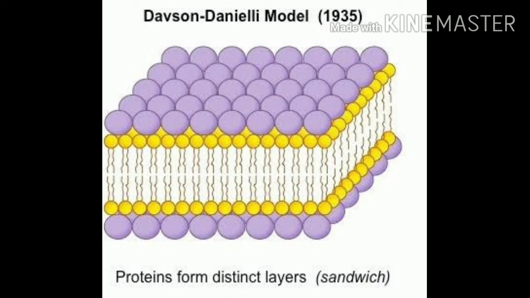Now you are getting it, right? These lipid heads are facing towards the proteins. Lipid heads are in connection with the protein, shown in the purple layer. That is how the passage of ions and water progresses properly. Okay, this is the model.